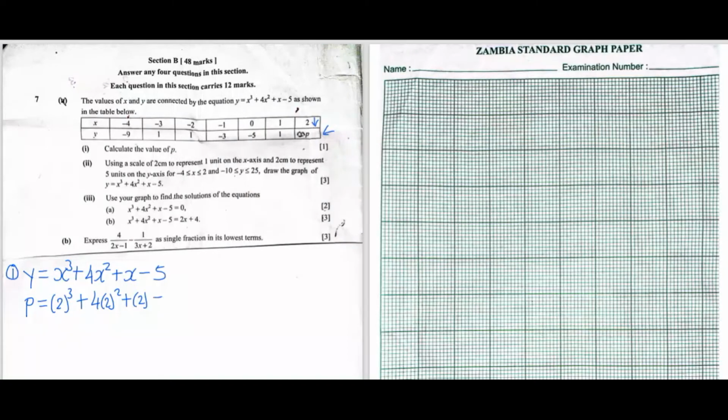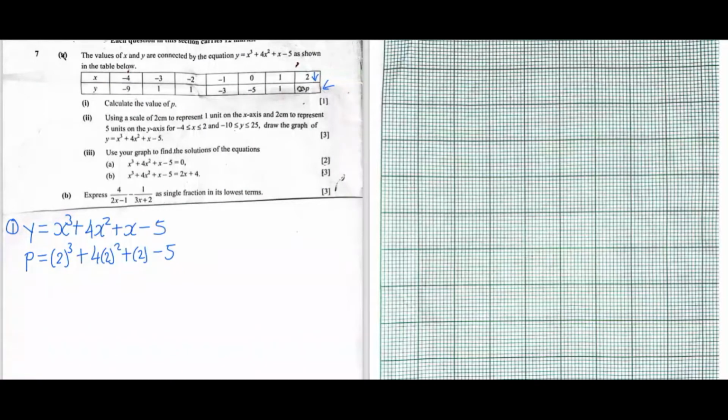Whenever you are trying to find the value of a given letter, when substituting, just make sure that you get the value of x corresponding to that particular p. So now let's do the mathematics. 2 raised to the power 3 gives us 8, plus 2 times 2 squared, which is 4 times 4, that is 16, plus 2 minus 5. Then p is equal to 8 plus 16, which gives us 24. 24 plus 2 gives us 26. 26 minus 5 gives 21. So this is the value of p.